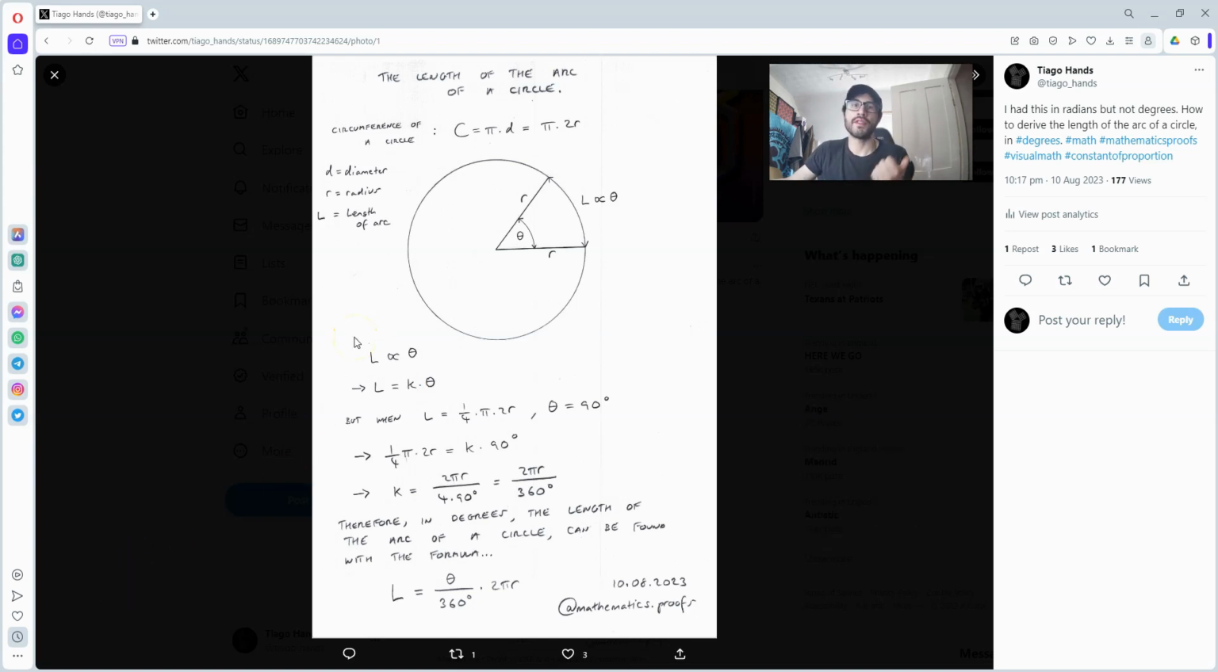This means that if you're using degrees instead of radians, the length of the arc is going to be theta over 360 times 2 pi r.